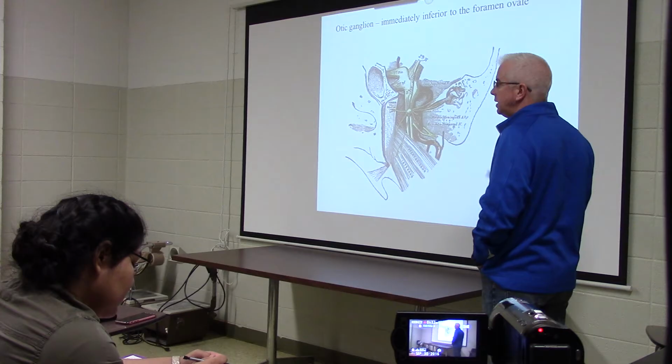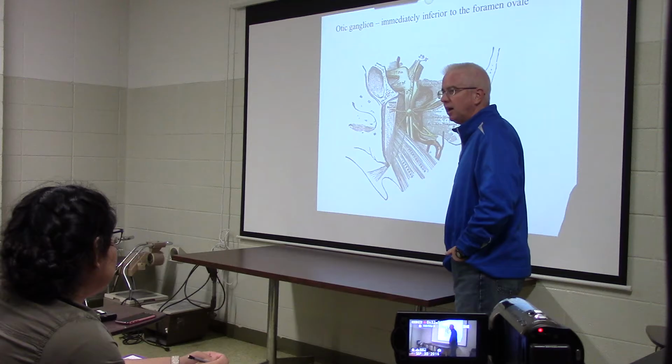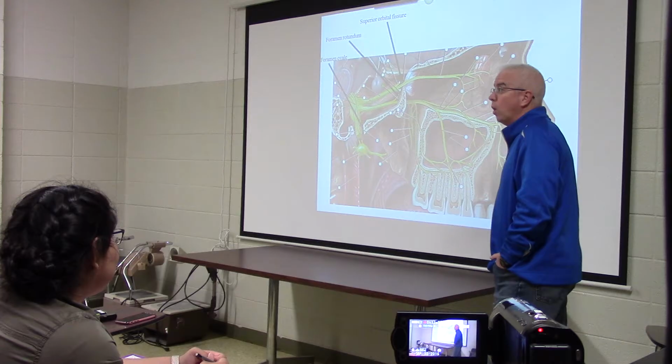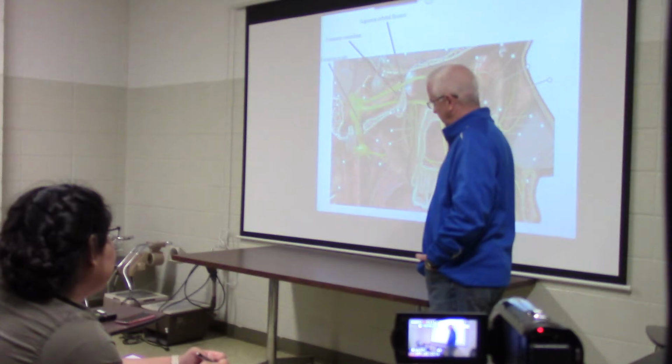Now, tell me where the foramen ovale is. Give me context for foramen ovale. What bone is it in? The sphenoid bone, okay? Where is it in the sphenoid? Is it a lesser wing or greater wing? Greater. It's in the greater wing. Where is it in relationship to the foramen rotundum?